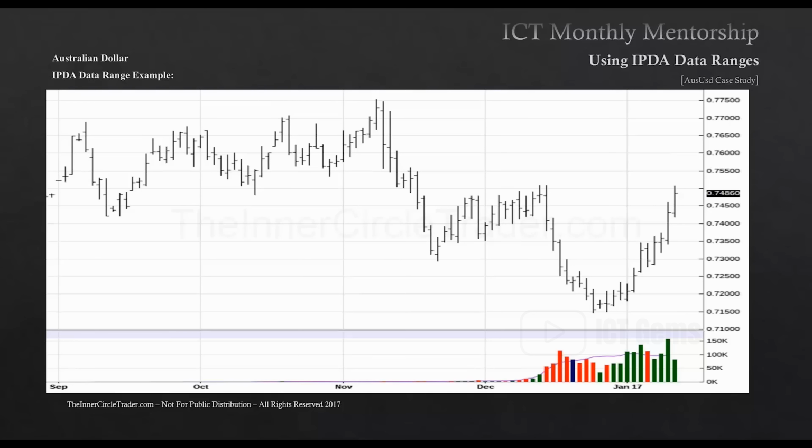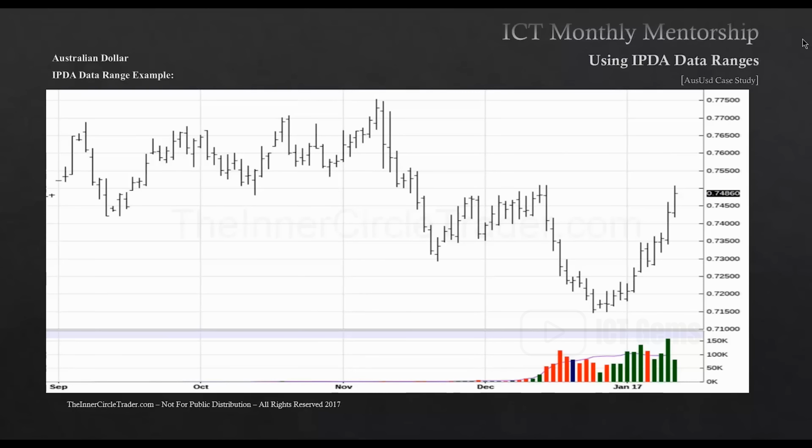How would we go about looking at where the IPDA data ranges are? If we're looking at the Australian dollar, the most recent market shift in the last 3 months occurred back in November. We can clearly see that there was a major market shift in November 2016. What that does is give us a great deal of insight. We can't take a time capsule, travel back in time, be back in November and go short there, but we can use the information that our daily charts are telling us there.